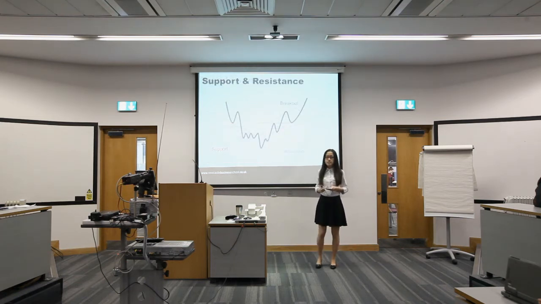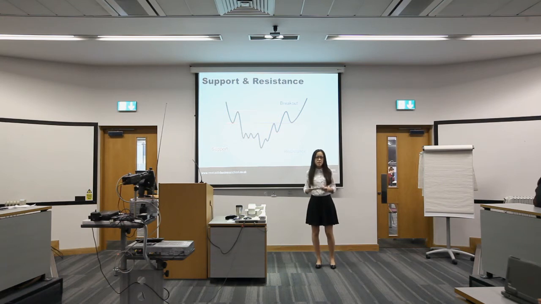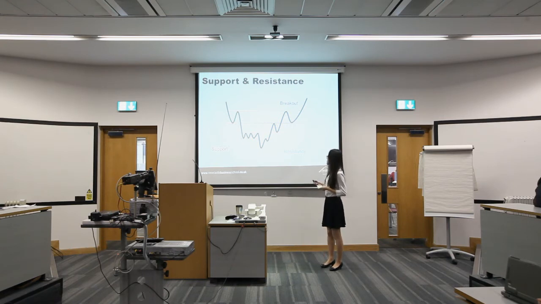Support and resistance are two important things when we see a trend. Support is the price level at which the demand is thought to be strong enough to prevent the price from declining further. Resistance is the price level at which the selling is thought to be strong enough to prevent the price from rising further. In this trend, we can see this is a support and this also support.